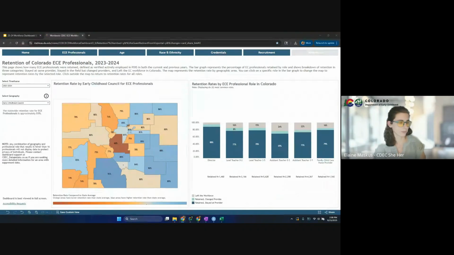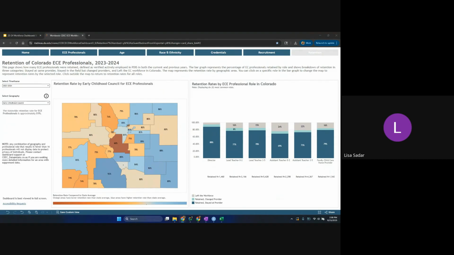Go ahead, Lisa. That kind of brings me to the issue of the challenge that we have historically: if people get an early childhood position, or let's say they open a license, but they leave, this system isn't necessarily able to tell us that unless someone else says something.